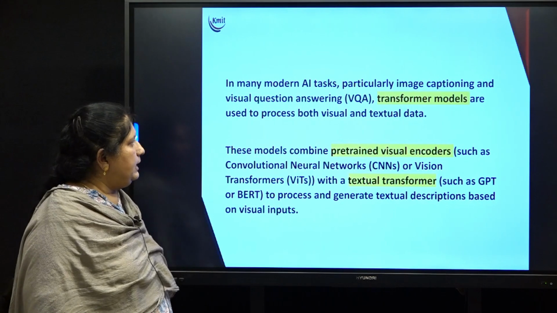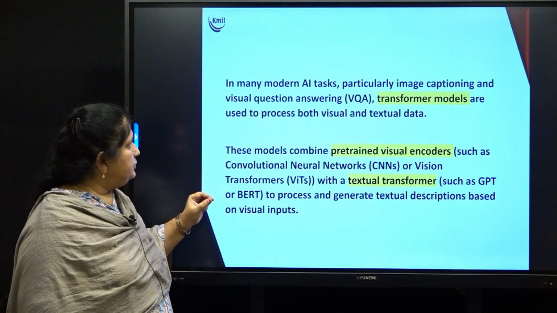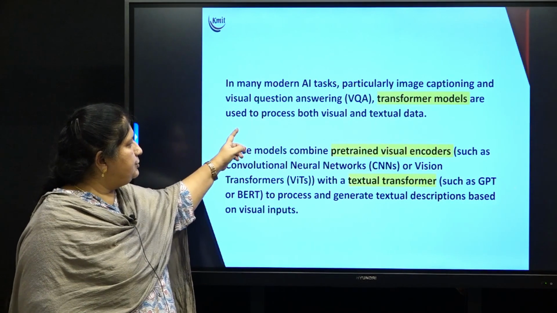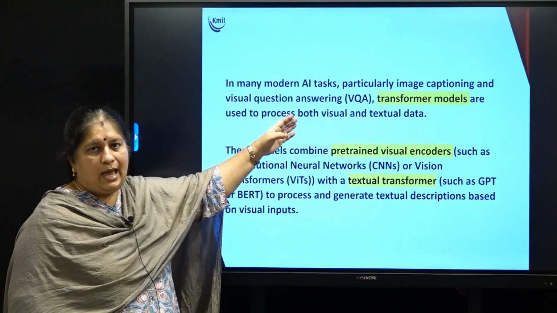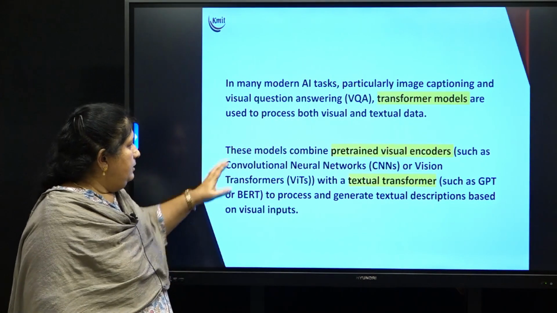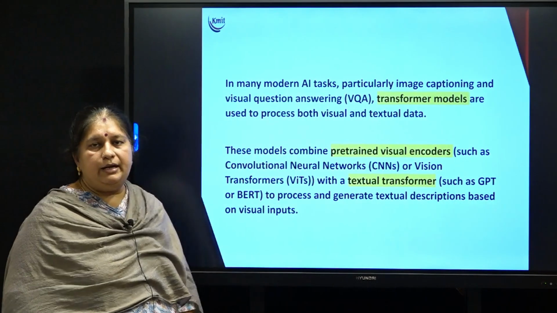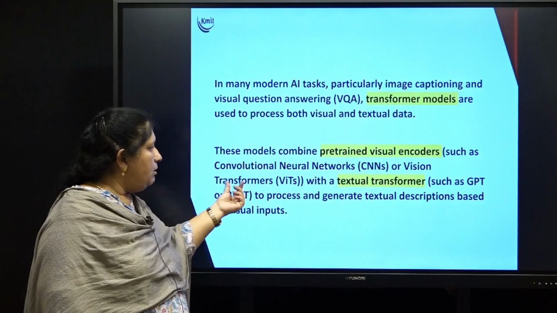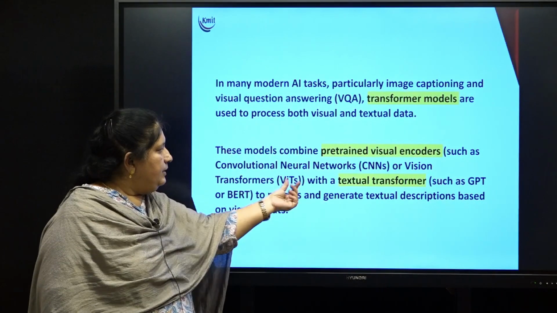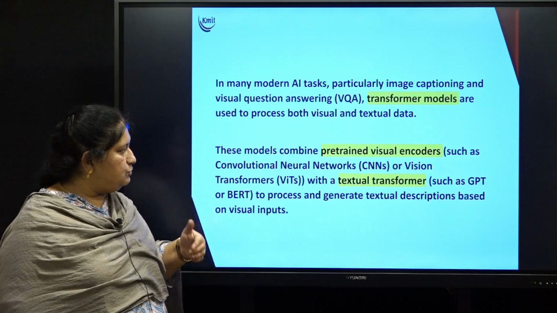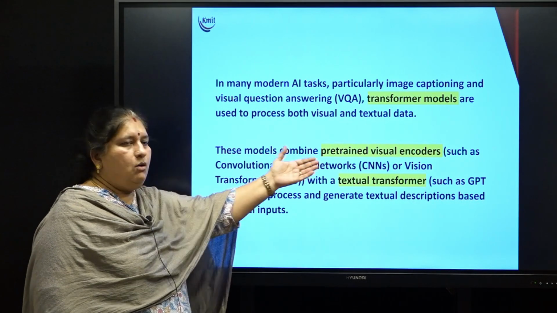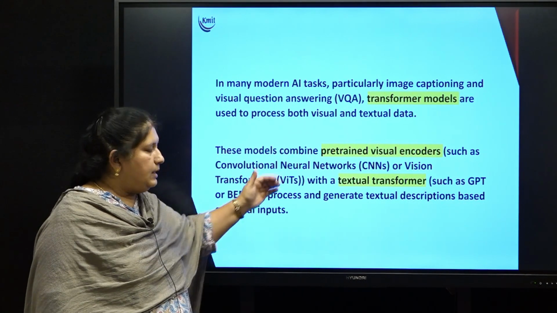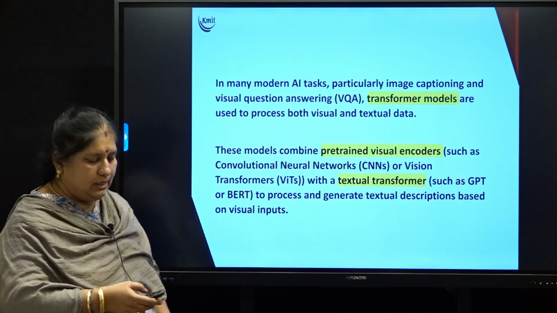In modern AI tasks, particularly image captioning and visual question answering, transformer models are used to process both visual as well as textual data. These models combine pre-trained visual encoders, using CNNs or ViTs, visual transformers, with a text transformer. What is used as the text transformer? All the GPT models which we have discussed in the previous unit, to process and generate the proper caption for the image.